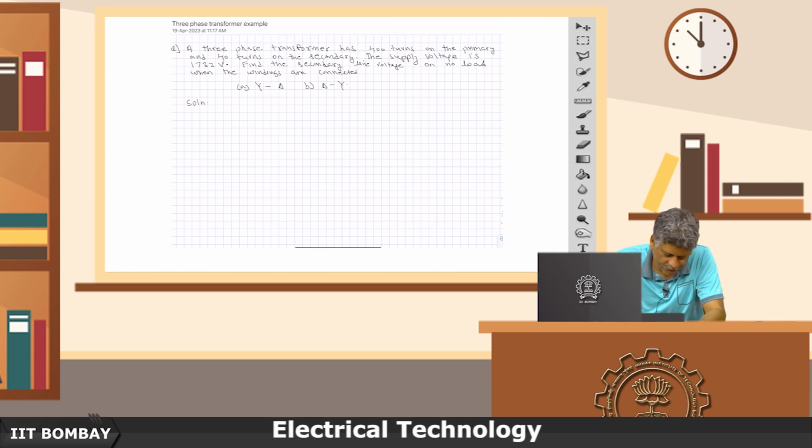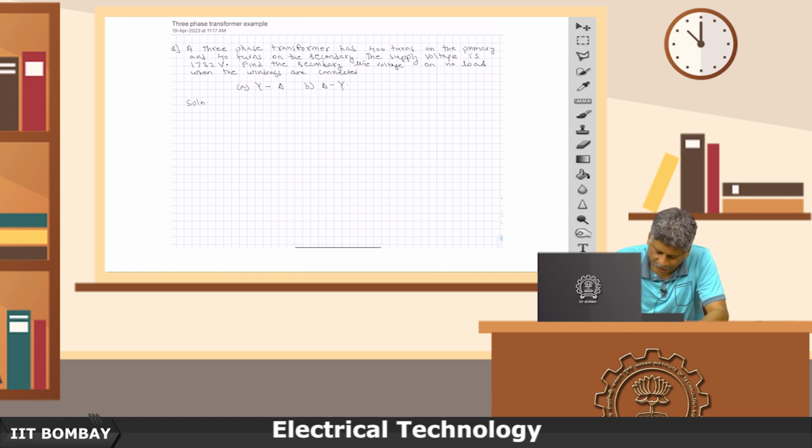The supply voltage is 1732 volts. This is not a standard voltage. I have picked this number just because root 3 factors will work out nicely. Root 3 is 1.732, so just to keep my numbers simple, I have picked this number.